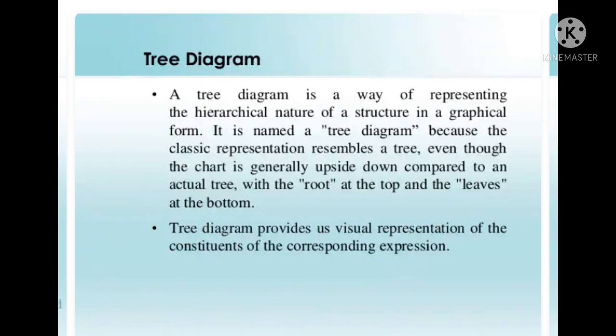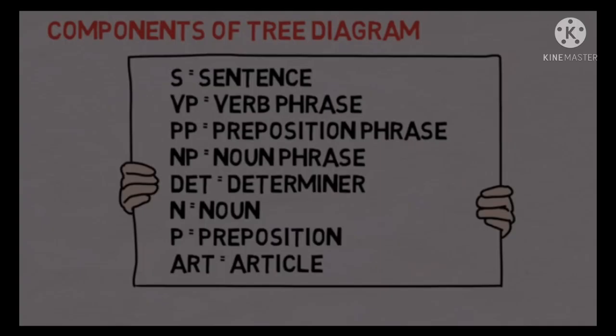A tree diagram provides us a visual representation of the constituents of the corresponding expression. The components of a tree diagram are: S as sentence, VP as verb phrase, PP as preposition phrase, NP as noun phrase, Det as determiner, N as noun, P as preposition, Art as article.